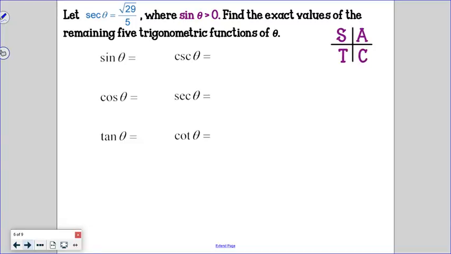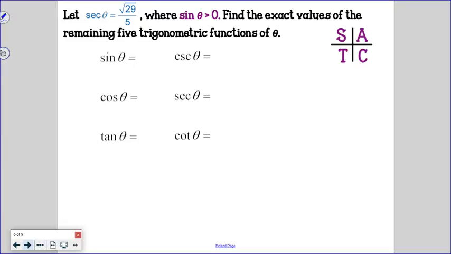Okay? All right, so how do we attack the problems that we are adding on today? We're going to see 3 of them, and that's it. And they're all going to look this exact same way. The secant of theta is the square root of 29 over 5. They'll give you 2 pieces of information. That's the first one. Second piece of information, sine of theta is greater than 0.